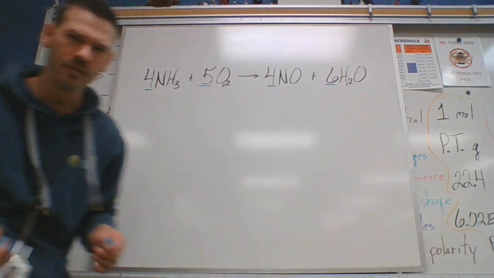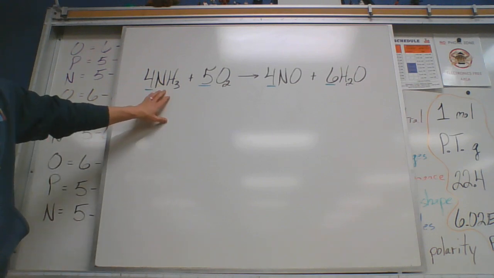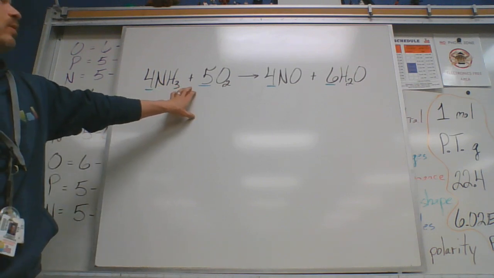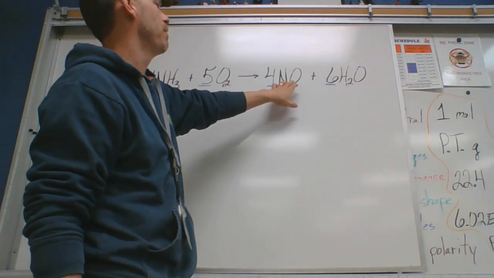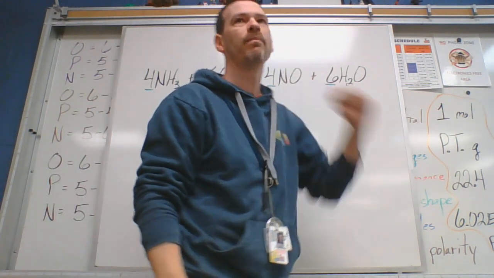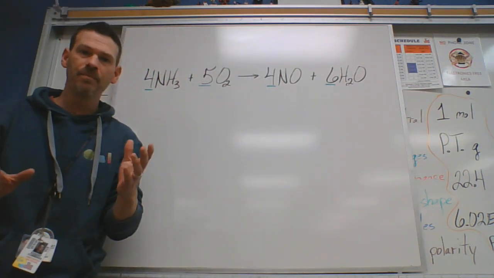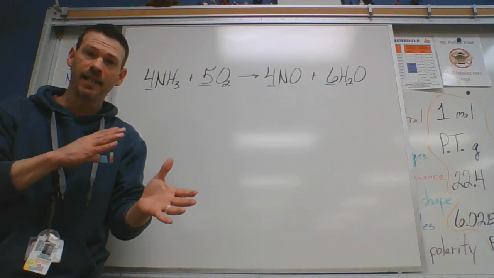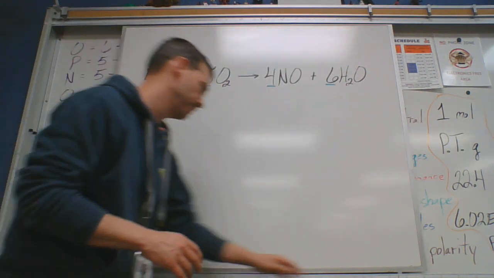I underlined the coefficients so you can see them clearly. So it says that 4 nitrogen trihydrides react with 5 oxygens to produce 4 nitrogen monoxides and 6 waters. Yeah, you could do that. But we're not studying the reaction. Look what else it says. You didn't write it yet, but here's what I do want you to write.